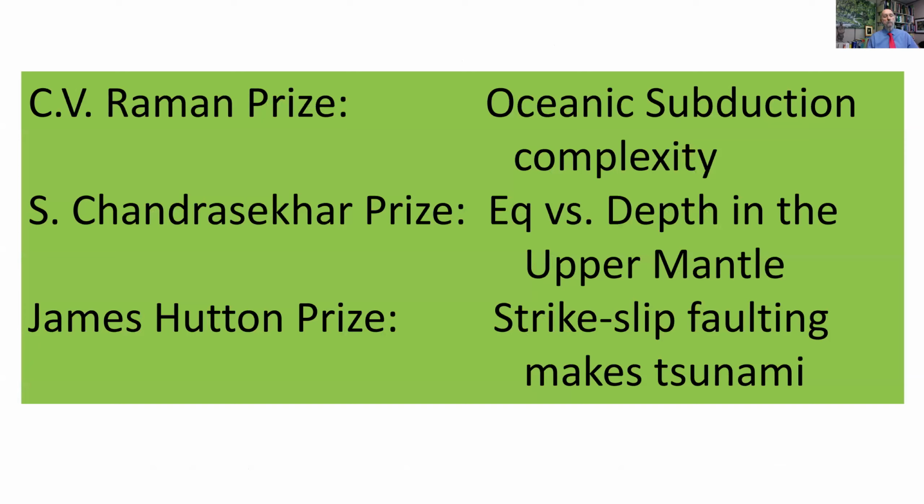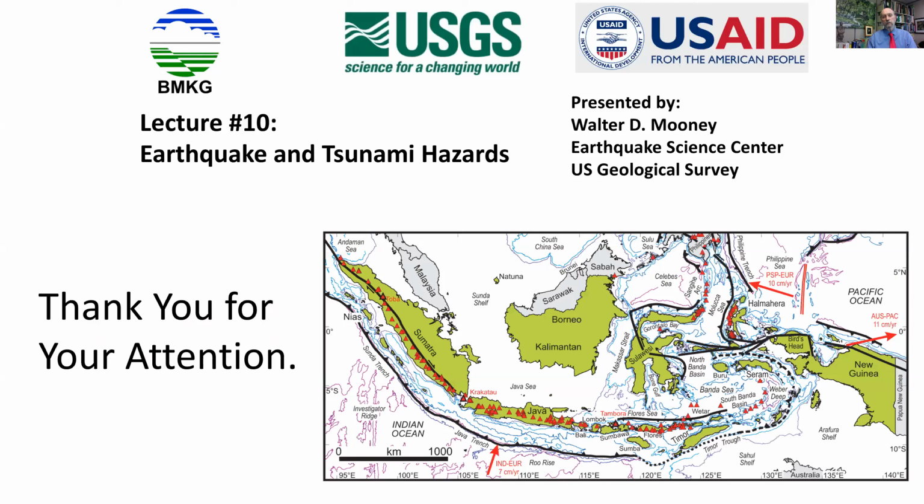So don't forget, I mentioned there are 3 prizes being offered to explain: the Raman Prize to explain oceanic subduction complexity, the Chandra Sankar Prize to explain that diagram of earthquakes per year versus depth in the mantle, and the Hutton Prize to explain the origin of tsunamis for strike slip faulting. I hope one person or more will take up the challenge for each of these 3 challenges.